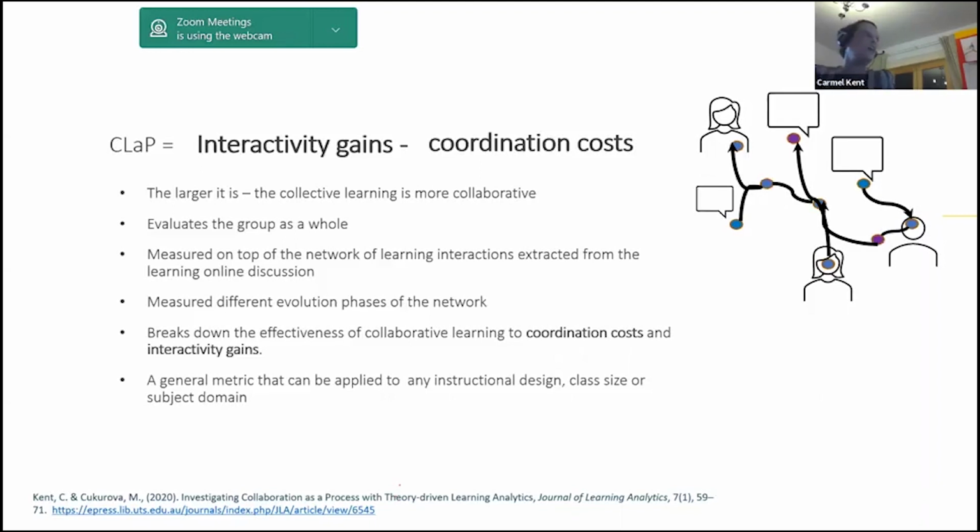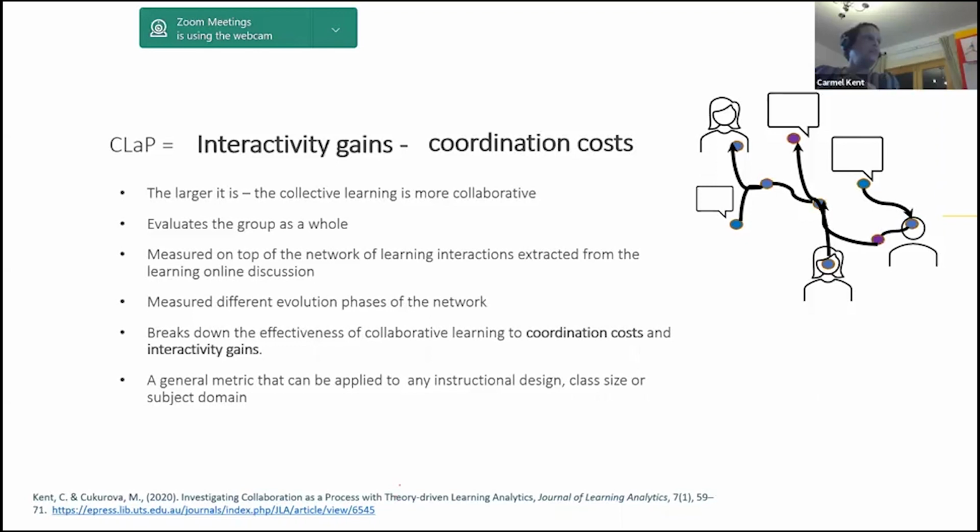The other thing to note is that the unit of analysis is the whole group. And we use network analysis, social network analysis, because of this bimodal network of interactions between people and artifacts, posts essentially, because it was a good proxy of the network of collaborative learning.